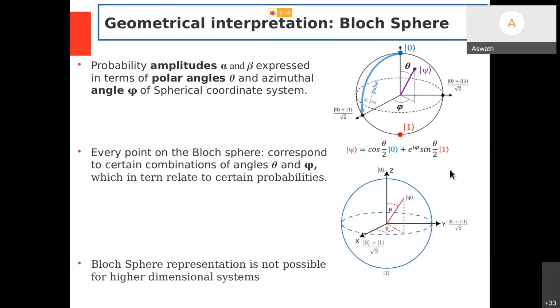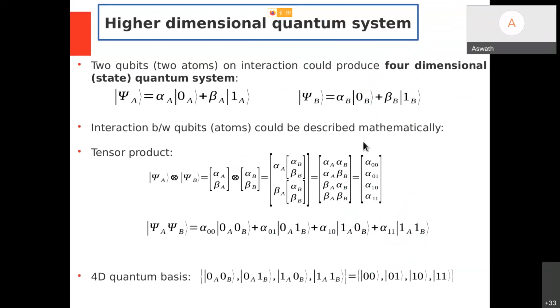So this is the equation representing a quantum state in terms of thetas and phis on a Bloch sphere, right? Okay. Now, why can't we go for high dimensional quantum systems? Why do we always want to have a two-dimensional quantum system? That's not a compulsion, right? So how do I generate multiple quantum systems?